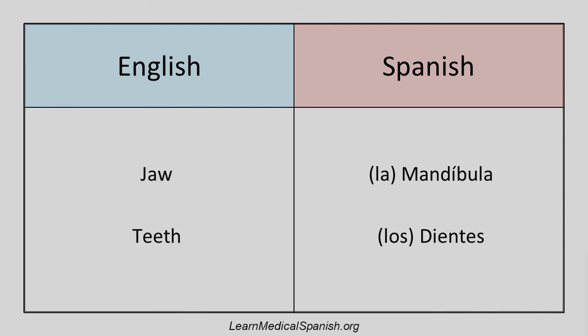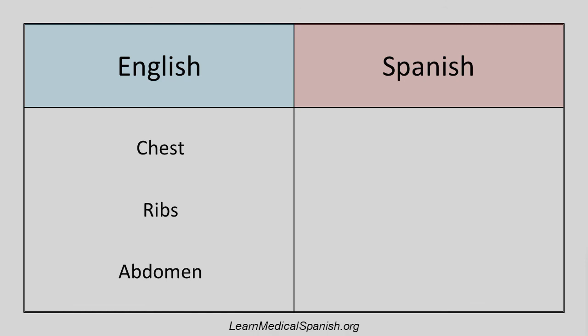So just like we did eyes and eye, singular and plural, you could make this singular, of course, if you just wanted to talk about one tooth or something. So how would you say the tooth, singular? El diente. Next, chest. El pecho.